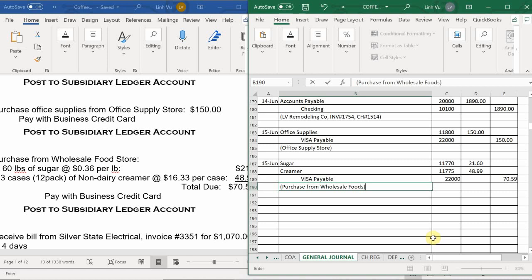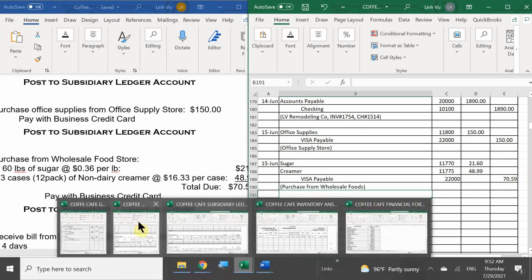Okay, and we're not writing a check. What's the invoice number? We don't have one. No invoice number, and that's it. Okay, perfect. We need to put the total, the 22,000 under Visa payable, for the $70.59. Yeah, I see it there. Okay, and $70.59.